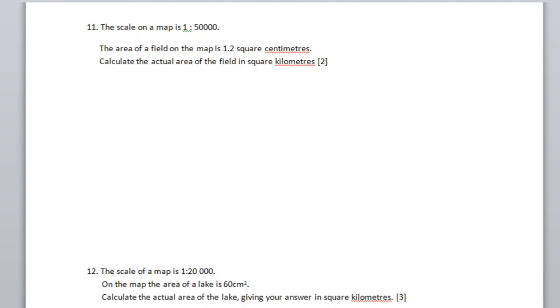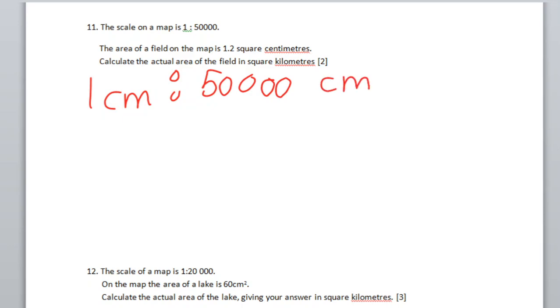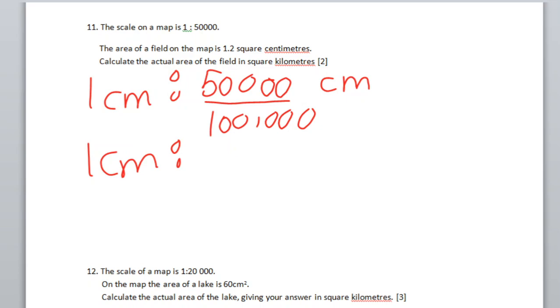Question number 11. The scale on the map is 1 centimeter corresponds to 50,000 centimeters. The area of the field on the map is 1.2 square centimeters. Calculate the actual area of the field in square kilometers. So change this side into kilometers first, divide it by 100,000. So we get 1 centimeter corresponds to 0.5 kilometers.